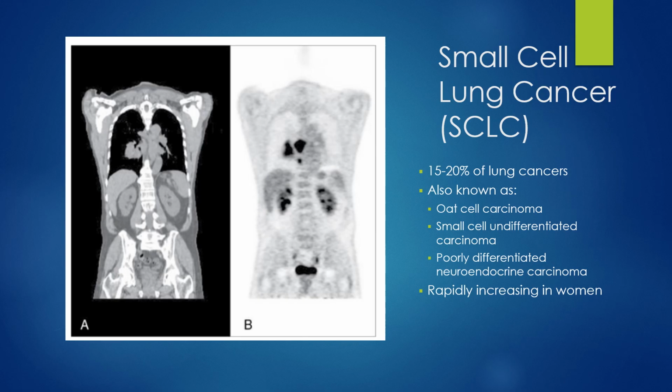metastases. Small cell lung cancers make up 15 to 20% of all lung cancers, and they can be known as oat cell carcinomas, small cell undifferentiated carcinomas, or poorly differentiated neuroendocrine carcinomas. This is one that you don't see yet for dotatate, or it's kind of off label for that, but some of it is neuroendocrine as well. Right now we still do FDG for those, and the incidence of small cell lung cancer is rapidly increasing in women.